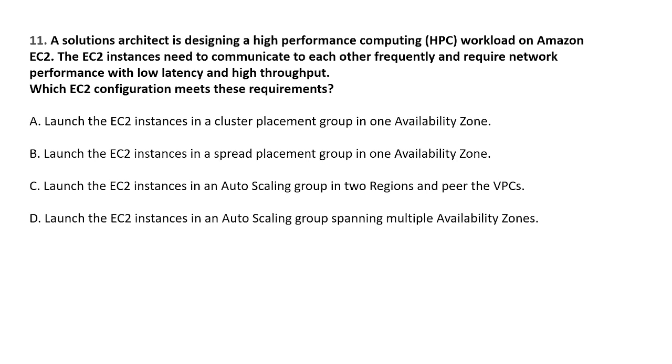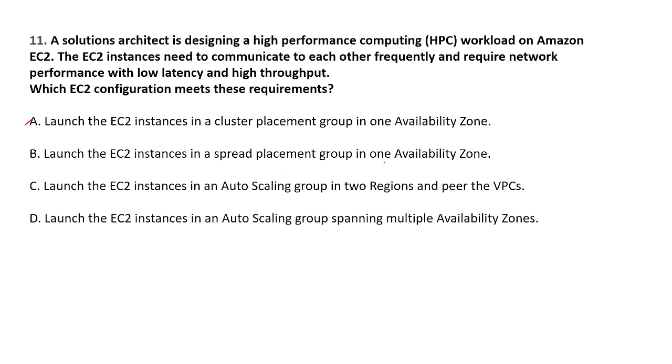They have given 4 options. We need to choose one option out of 4. The first one, let me take the pen. Option 1, launch EC2 instances in a cluster placement group in one availability zone. Okay, this looks like a suitable answer, but let's keep it outside. We'll check the other one. Launch EC2 instances in a spread placement group in one availability zone.